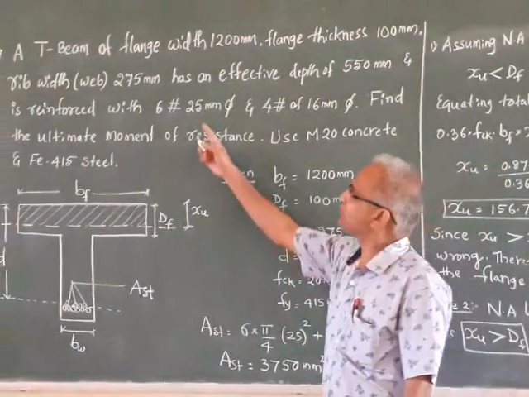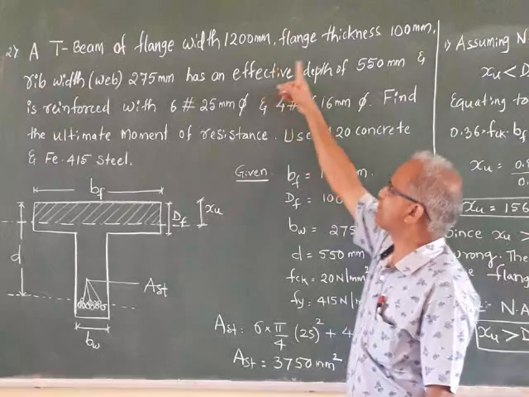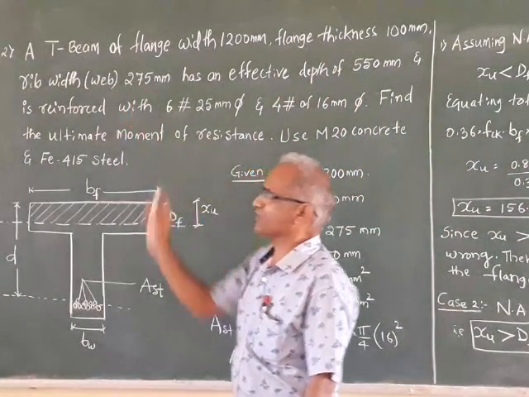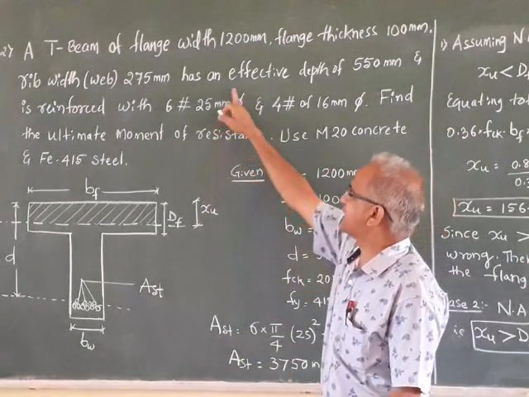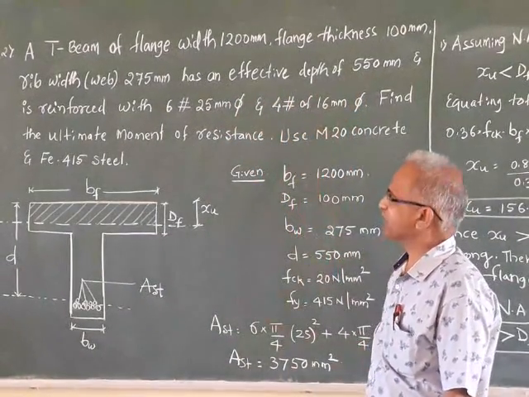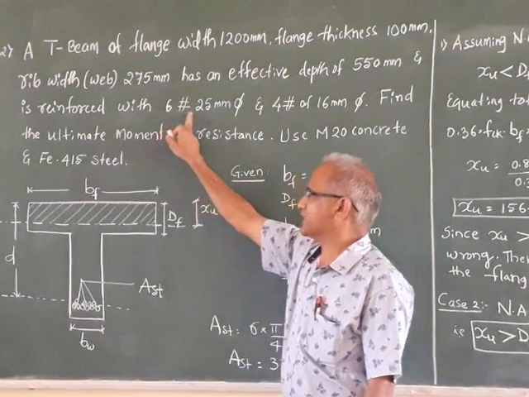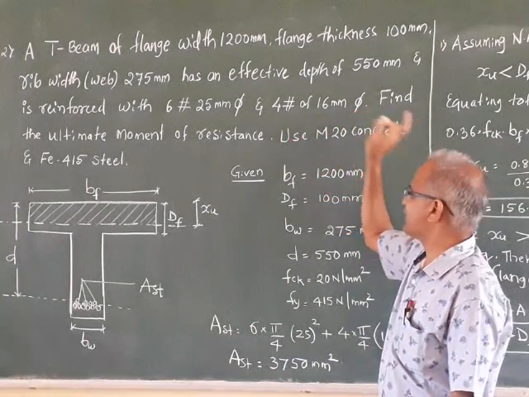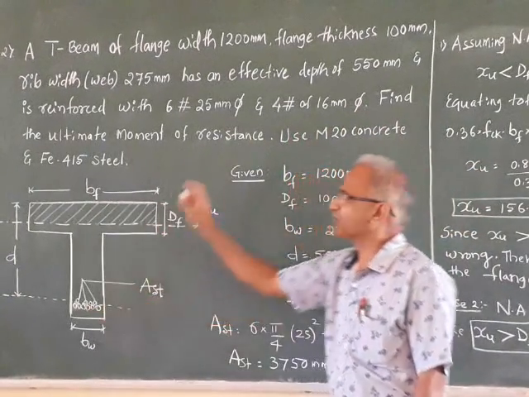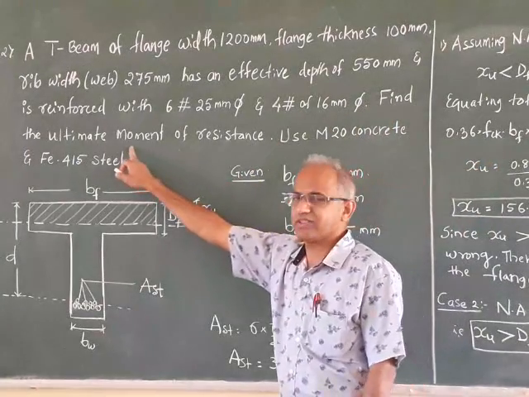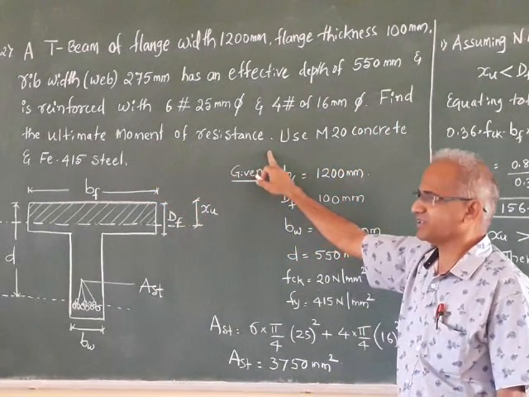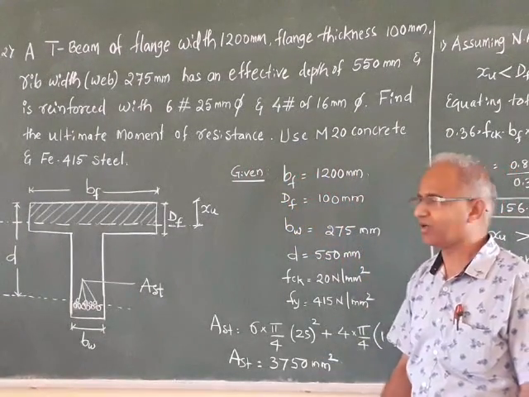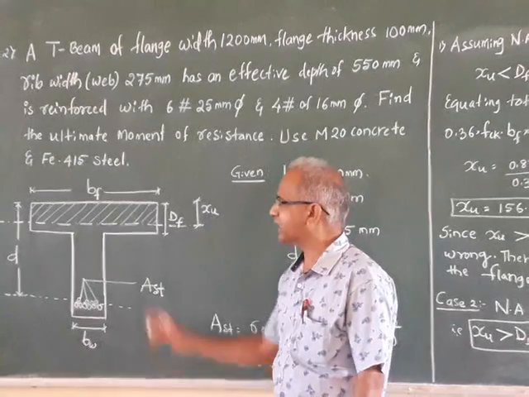A T-beam of flange width 1200 mm, flange thickness 100 mm, and rib width or web width 275 mm, and this beam has an effective depth of 550 mm, and this is reinforced with 6 bars of 25 mm diameter and 4 bars of 16 mm diameter. So totally there will be 10 bars. For this beam you have to find out the ultimate moment of resistance, that is MU, or factored moment, using M20 grade concrete and Fe415 grade steel.